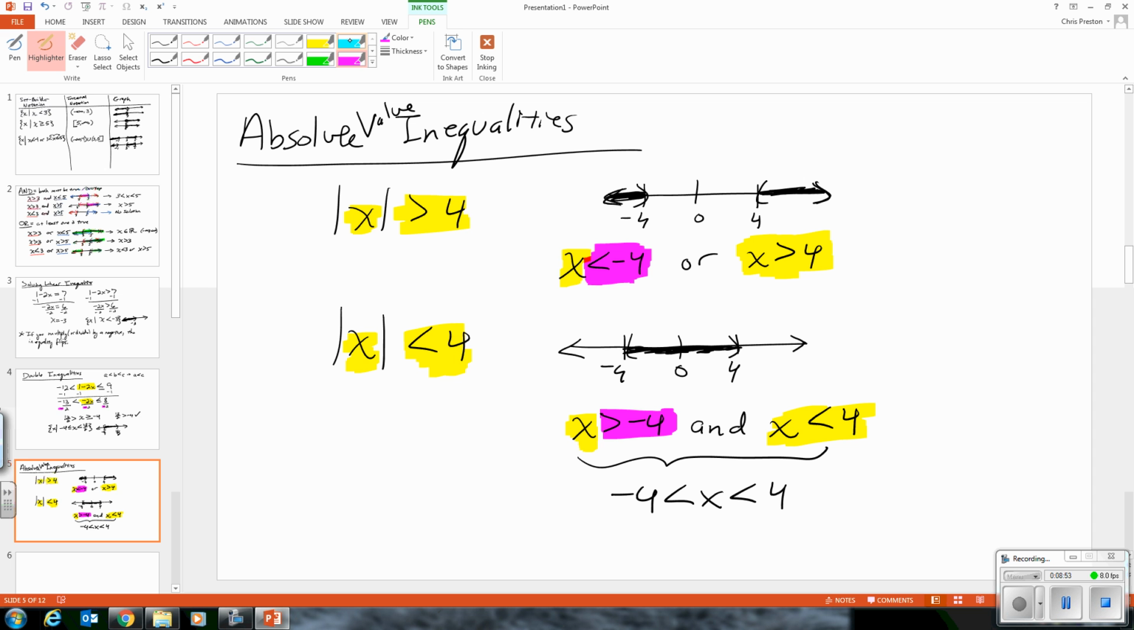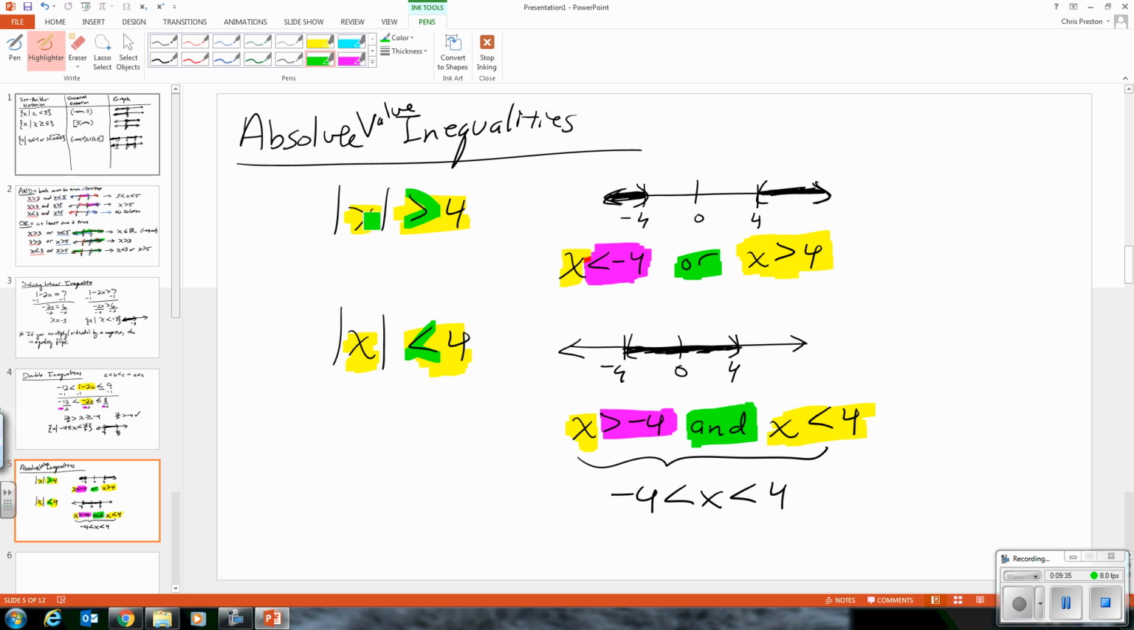Now, what's tricky about this is knowing when it's an and when it's an or. Sometimes people use a little mnemonic device: see this less than, it looks a little like an L, so this looks a little like land. So if I remember this looks like an and, then this must be the or. Or maybe you think of this as a door, looks kind of like a D. Somehow you've got to remember absolute value less than means and, absolute value greater than means or.